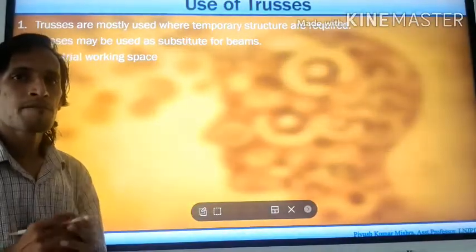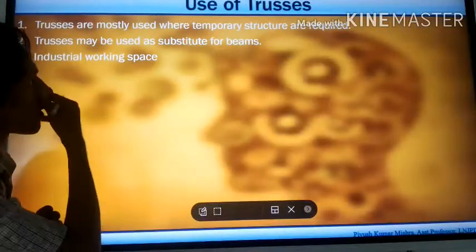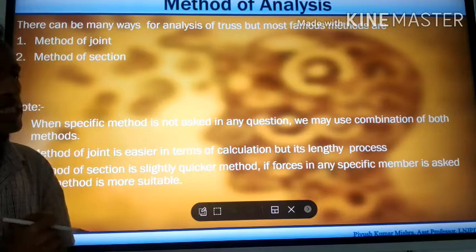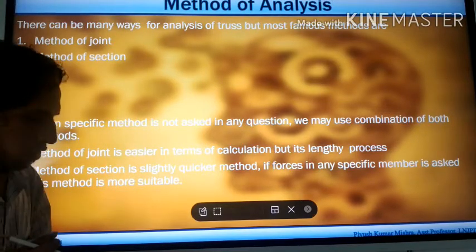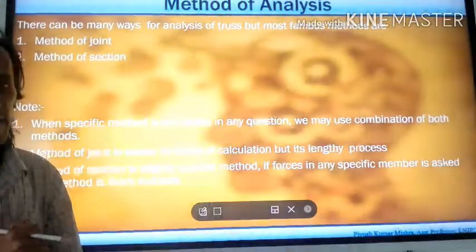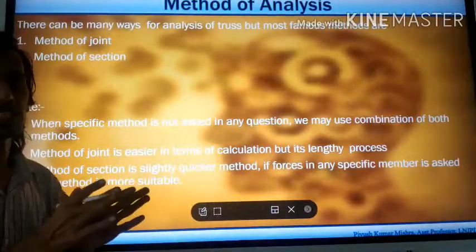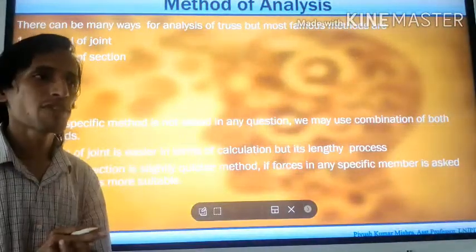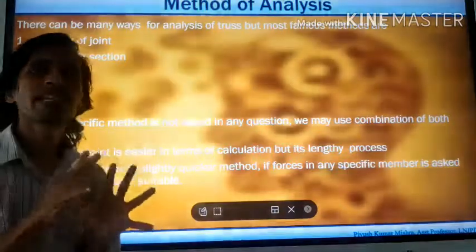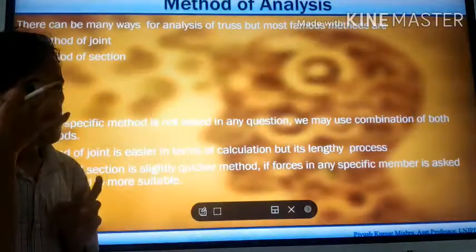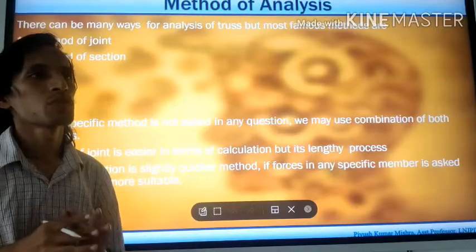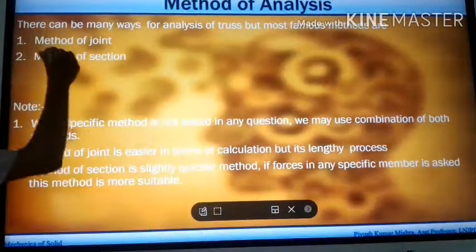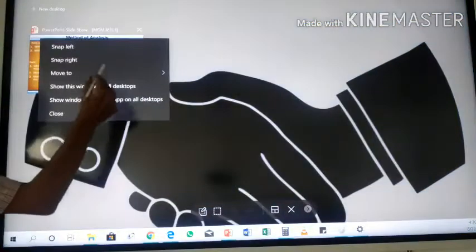Is it okay? So moving ahead, next is what method will you pick to analyze a truss, or how will you solve a truss? How will you calculate forces inside the truss? There can be a number of methods to do this, but I have listed only two.